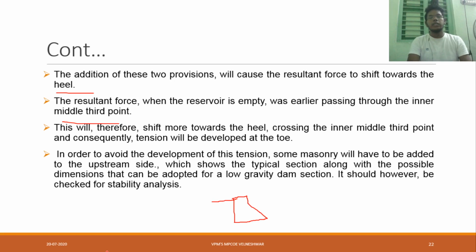It should be checked for stability analysis. Especially for low gravity dams, this will be more helpful when at the upstream side we construct any masonry structure. With the possible dimensions that can be adopted for a low gravity dam section, in the coming session we are having some formulas also, I will show that. It should be checked for stability analysis. When we are providing some masonry structure, upstream side means this side, all this area is upstream side only.